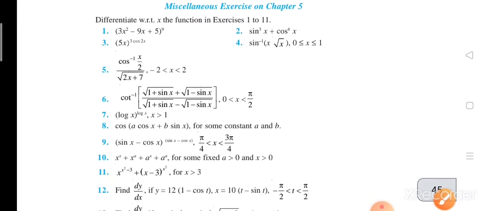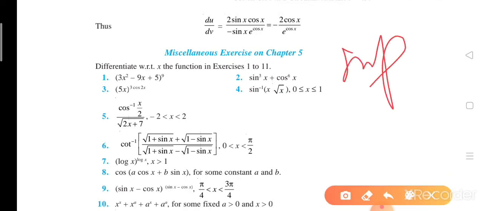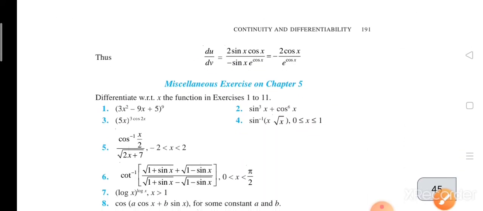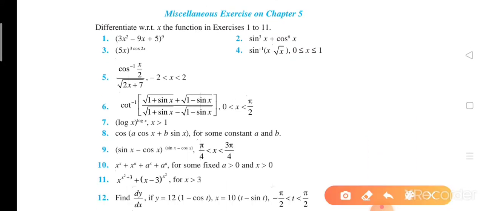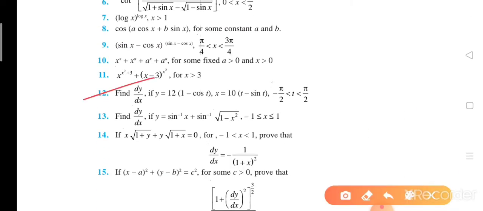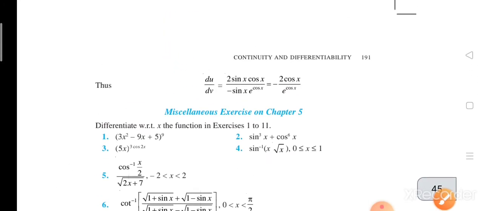Then from miscellaneous exercise, ये पूरी miscellaneous बहुत important है, but I will tell you more important problems from this miscellaneous, and these are question number 6, 9, 12, 15 and 14. These problems are very important from miscellaneous exercise of chapter 5.